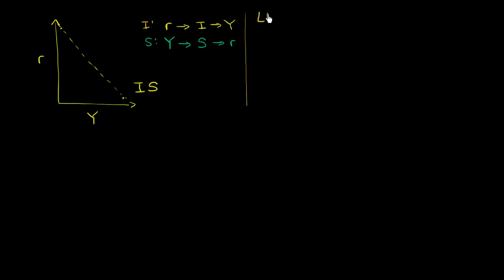So the LM curve, LM stands for liquidity preference money supply. And liquidity preference, it sounds kind of like a fancy thing, but it's actually a very basic idea. And this is if we hold real money constant.